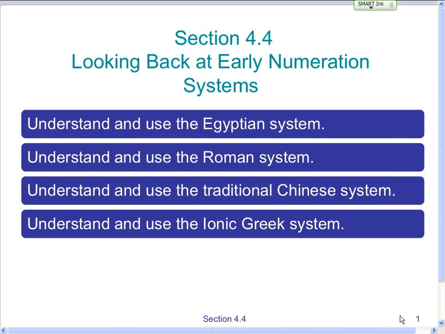Okay, this is section 4.4, and we're going to do more numeration systems. We've already talked about the Mayans and the Babylonians, and in this section we're going to talk about the Egyptian, Roman, and Chinese. We are not going to do the Greek system. We don't need to worry about the Greek.